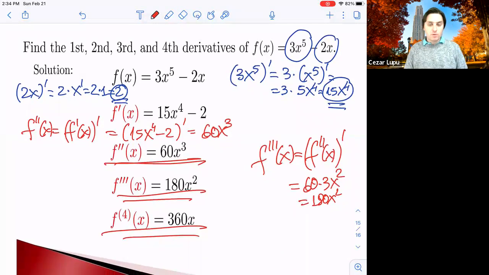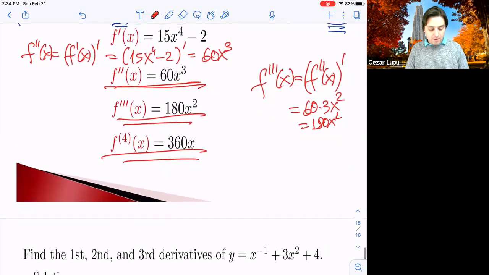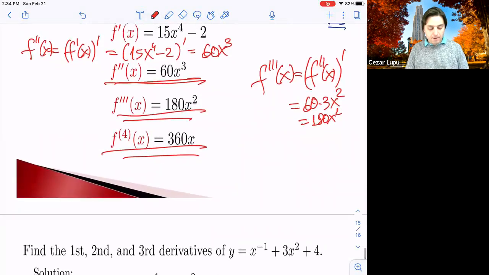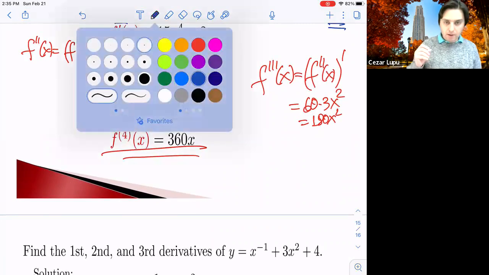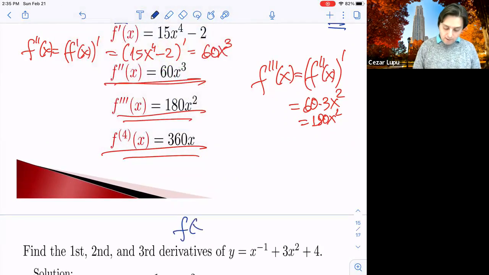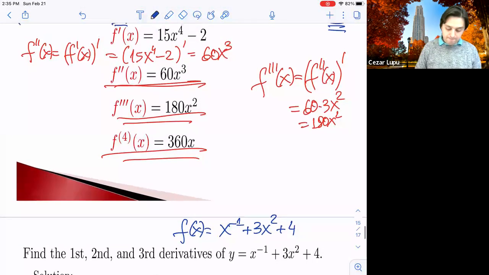Okay, now let me draw your attention to one more example, and I think after this I will stop. So let's look at this guy. Let's find the first, second, and third derivative of this function. If you don't like the notation, that's fine. You can write this as f of x equals x to the negative 1 plus 3x squared plus 4. The only thing we need to do first, you see we have the sum of three functions, so we need to find the derivative of each one of them.